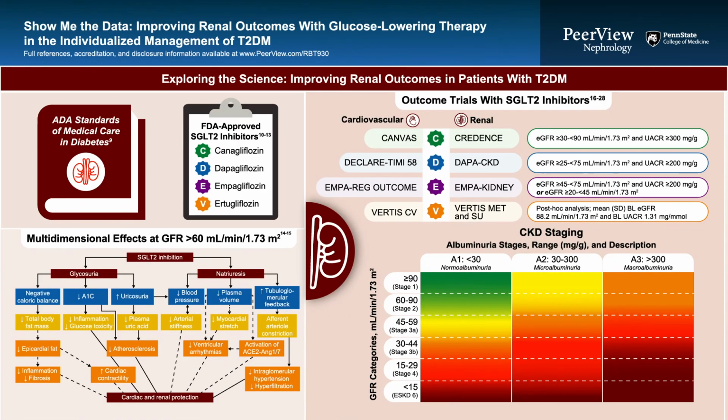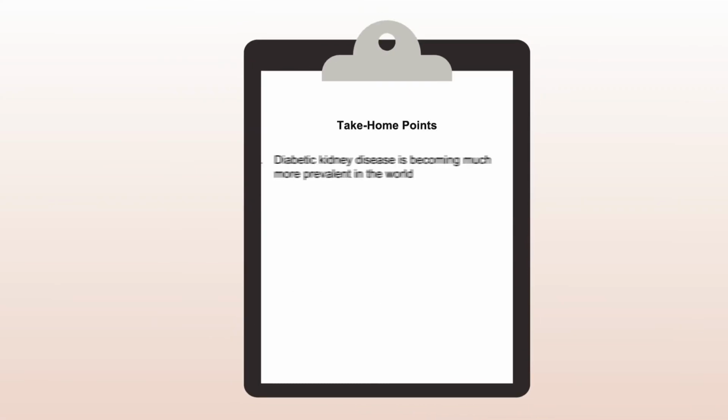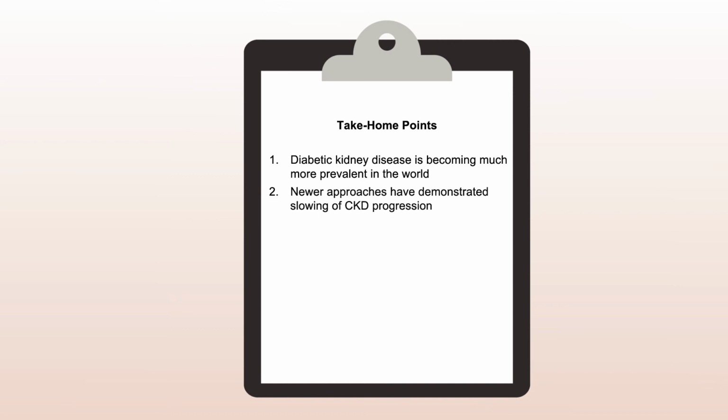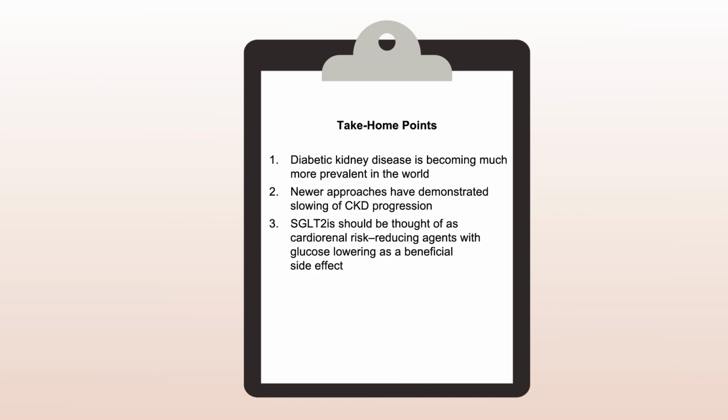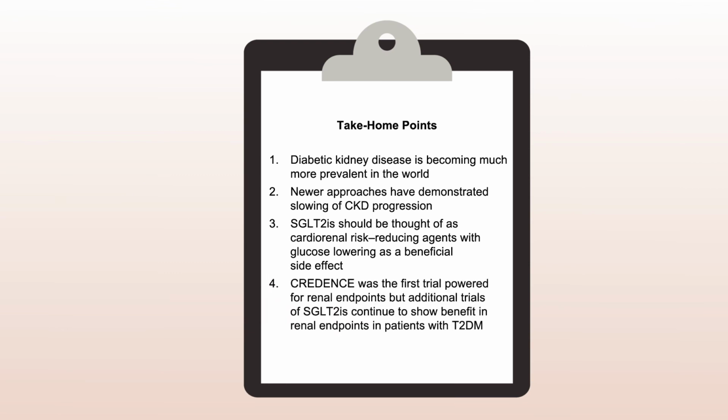So, what are the take-home messages? The take-home messages are diabetic kidney disease is becoming much more prevalent in the world. Newer approaches have demonstrated slowing of CKD progression. SGLT2 inhibitors should be thought of as a cardiorenal risk-reducing agent with glucose lowering as a beneficial side effect. And finally, CREDENCE was the first trial powered for renal endpoints, but additional trials of SGLT2s continue to show benefit in renal endpoints in patients with type 2 diabetes.